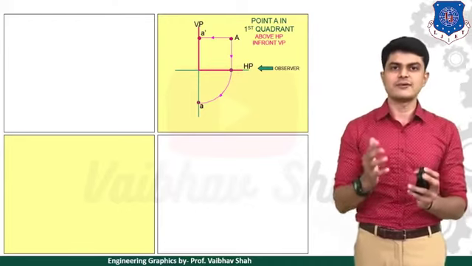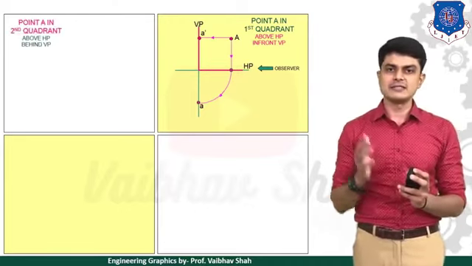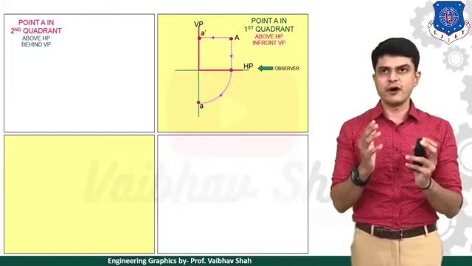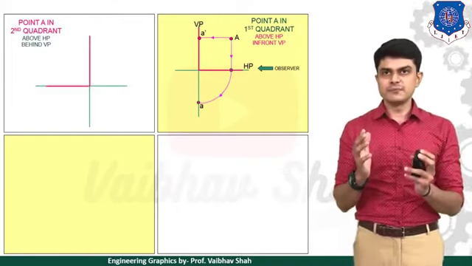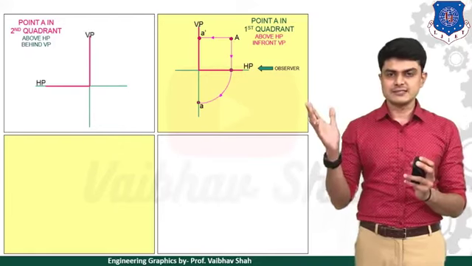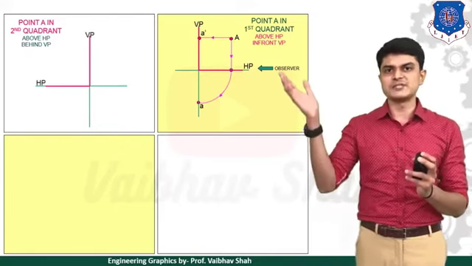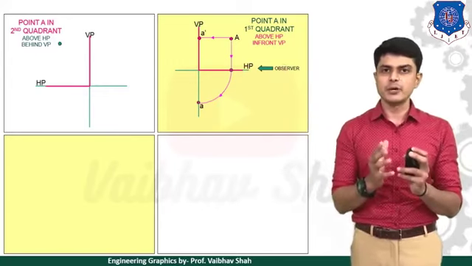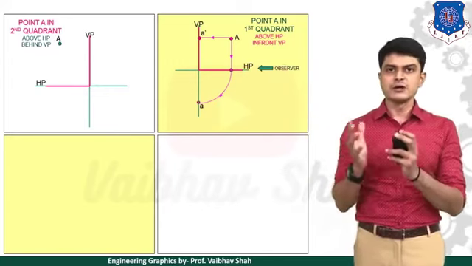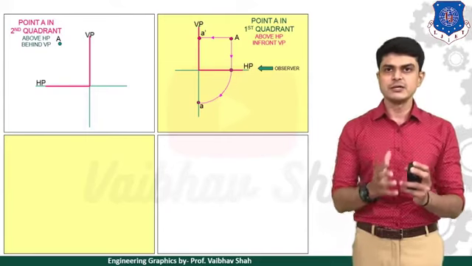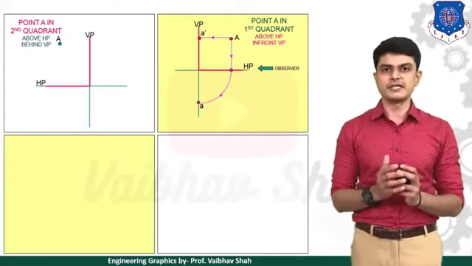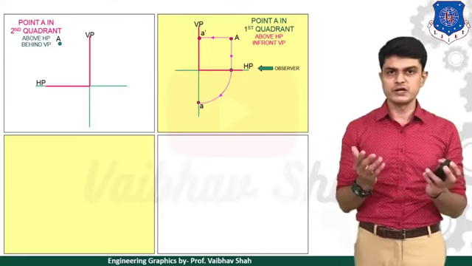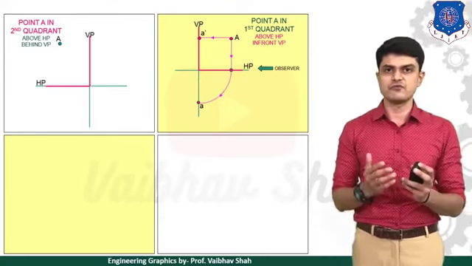So it is clear. So now let us move to a point A in the second quadrant. So let us understand, second quadrant means a point which would be in the second quadrant like this, and the point would be above HP but it would be behind VP. So this is the location of point A from the quadrant system we have just learned. So this is now the new location of point A. Now we will be taking the same two views, front view and top view. So let us take a front view.